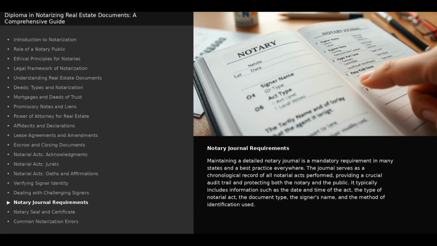Notary journal requirements. Maintaining a detailed notary journal is a mandatory requirement in many states and a best practice everywhere. The journal serves as a chronological record of all notarial acts performed, providing a crucial audit trail and protecting both the notary and the public. It typically includes information such as the date and time of the act, the type of notarial act, the document type, the signer's name, and the method of identification used.